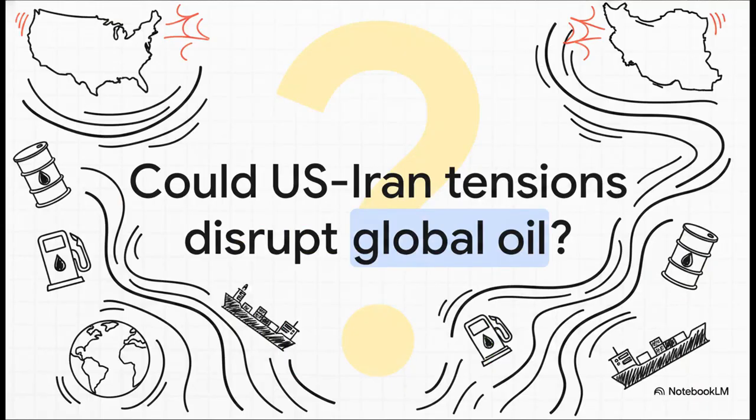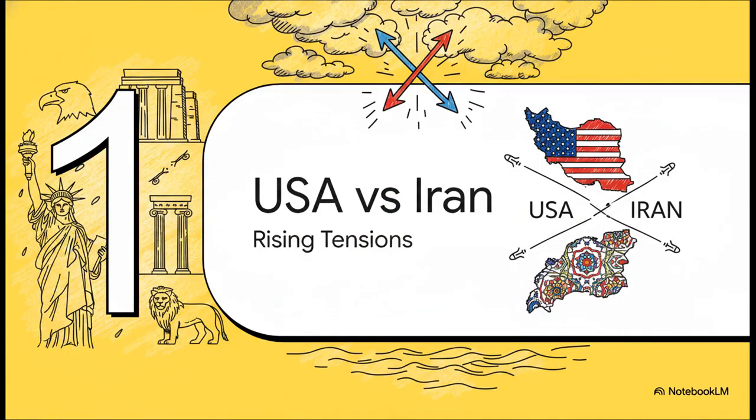So you might be wondering, what are the actual stakes here? Could these tensions between the US and Iran actually disrupt global oil? Well, yeah, absolutely. It's super easy to look at geopolitical standoffs as just distant political maneuvering. But when these actions threaten to disrupt global oil supplies, the ripple effects hit us all. Everything from international shipping costs to the price of gas at your local pump. We're talking about the fuel that literally powers global trade. Let's jump straight into Section 1, USA versus Iran and their rising tensions.